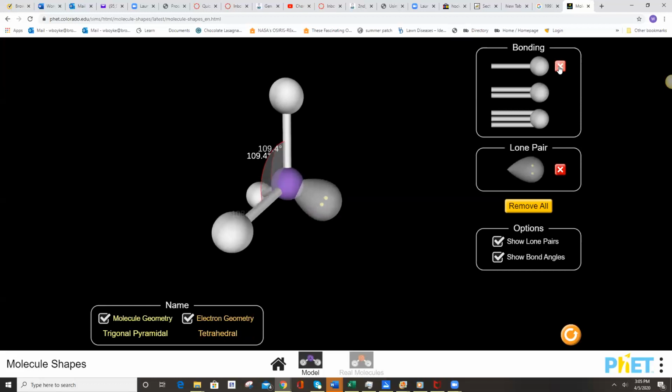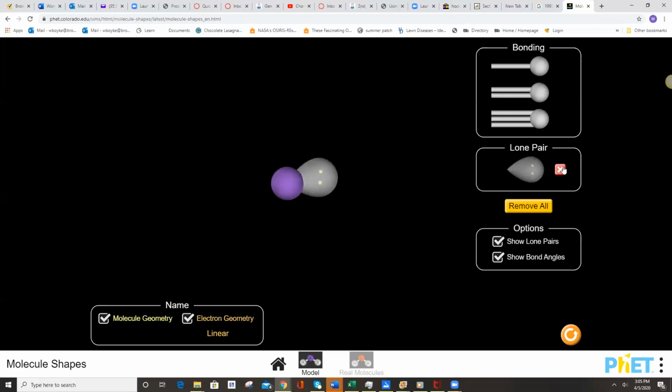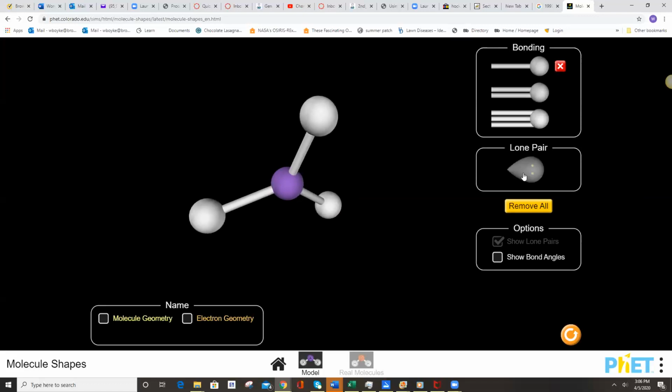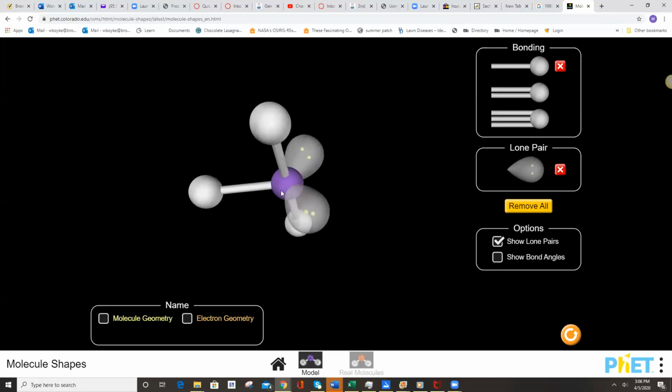So if I clear everything off, so we can build our next molecule. Our next molecule we want to look at is ICl3. And when you're looking at the Lewis structure for this, you're looking at 5 electron groups. Of those 5 electron groups, 3 of them are going to be bonding groups, 2 of them are going to be lone pairs. So let's go ahead and build ICl3. I need 3 bonding groups, 2 lone pairs.